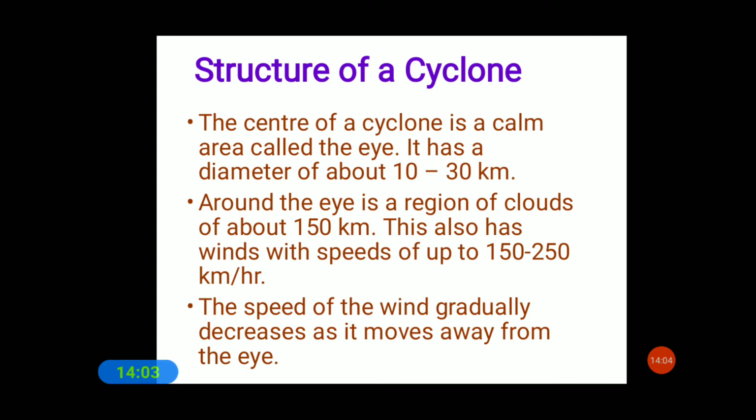The center of a cyclone is a calm area called the eye. It has a diameter of about 10 to 30 kilometers. Around the eye is a region of cloud of about 150 kilometers, and this also has winds with speed of up to 150 to 250 kilometers per hour. So the speed of the wind gradually decreases as it moves away from the eye.